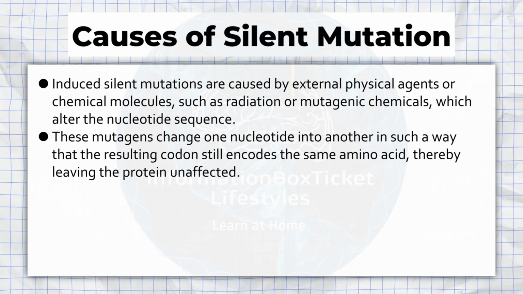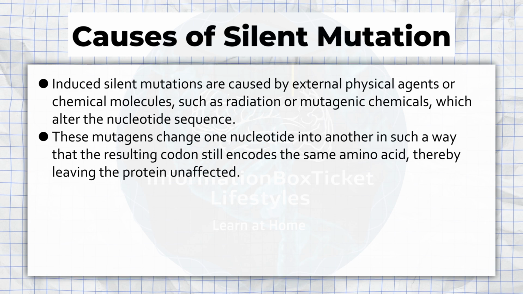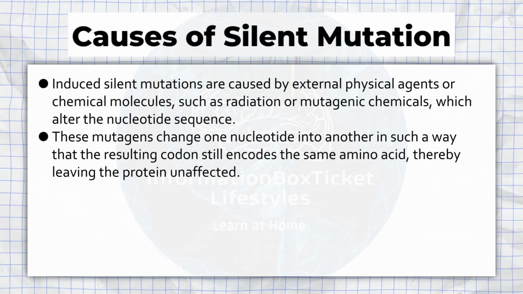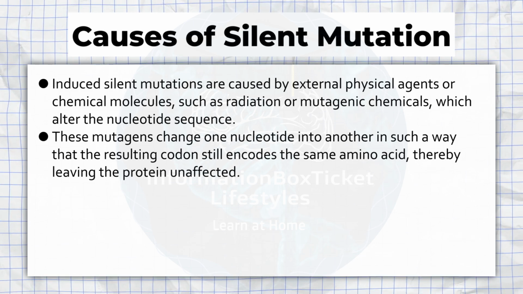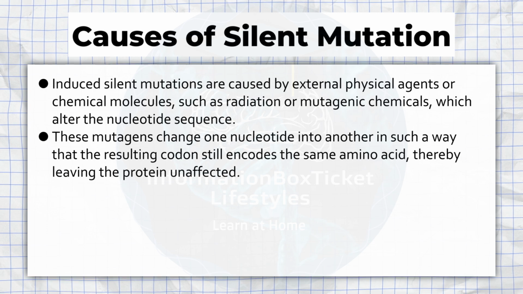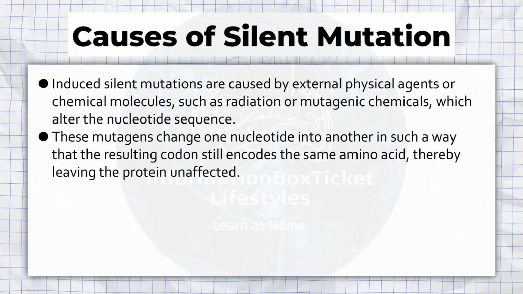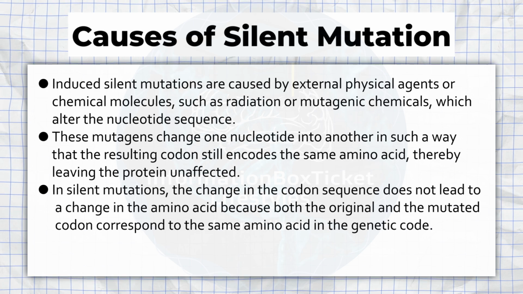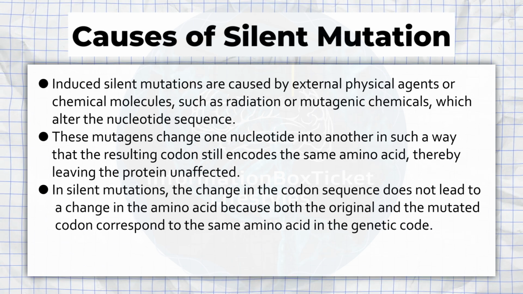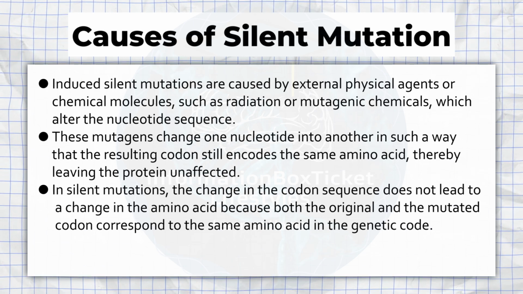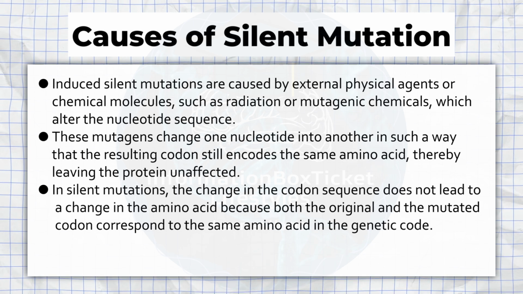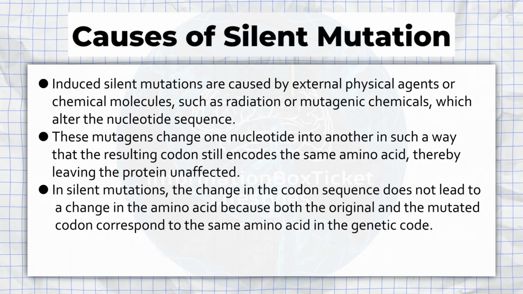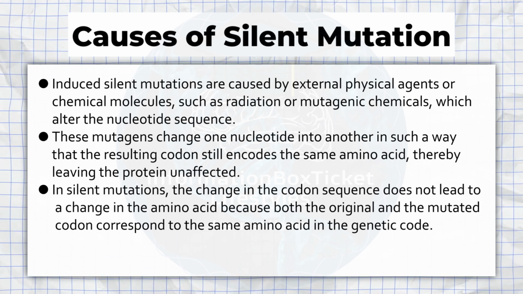These mutagens change one nucleotide into another in such a way that the resulting codon still encodes the same amino acid, thereby leaving the protein unaffected. In silent mutations, the change in the codon sequence does not lead to a change in the amino acid because both the original and the mutated codon correspond to the same amino acid in the genetic code.